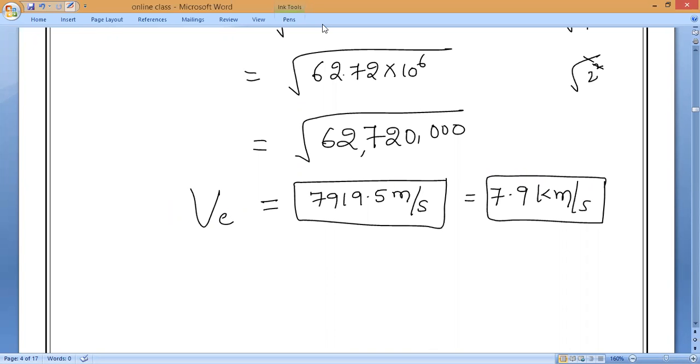Understand? This is how we do it. If you want, you can take the root of 62,72,00,000 on a calculator. I will send the values and the screenshot in our group. All of you check it. I have done the root of that value. Is it right or wrong? Everybody verify. Can I send it now?